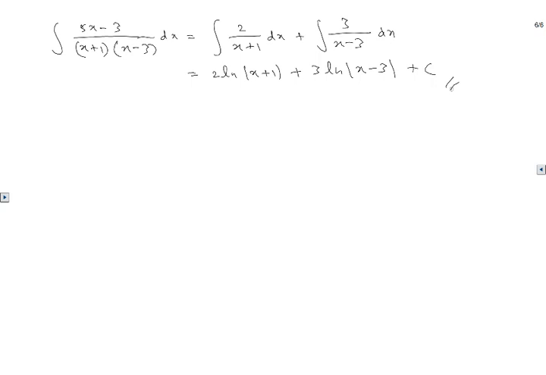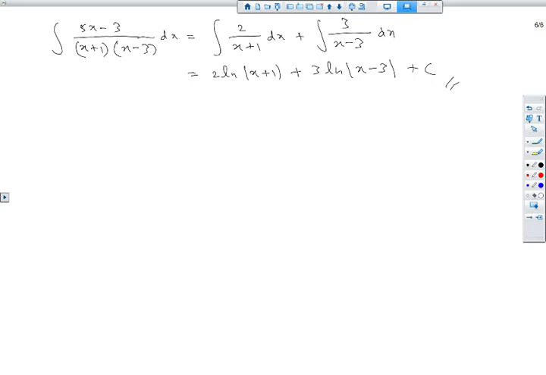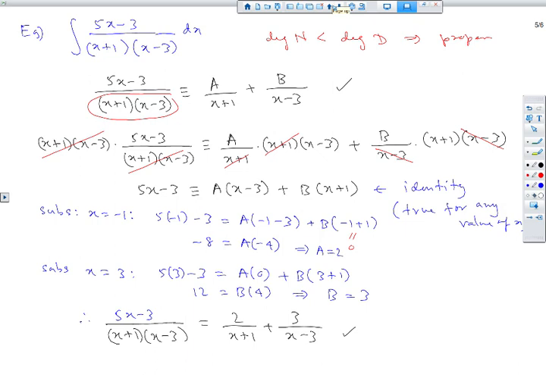You can see the technique is very simple. But you need to understand how this argument works. You write the form first, then multiply by the common denominator and get the identity. After you get the identity, we substitute special values so that you get those numbers out fast. What we normally do is try to make the other term 0, and that way you can find what you need.